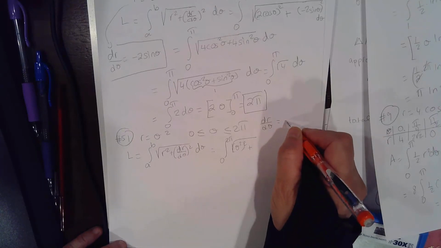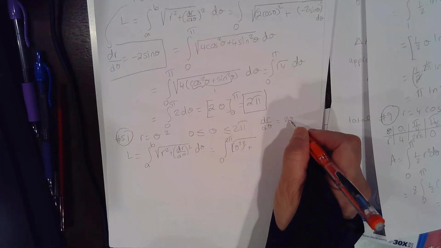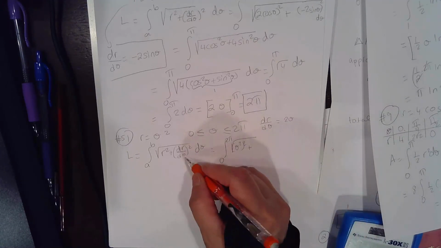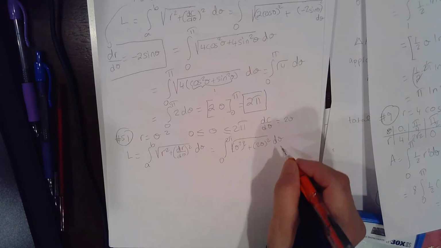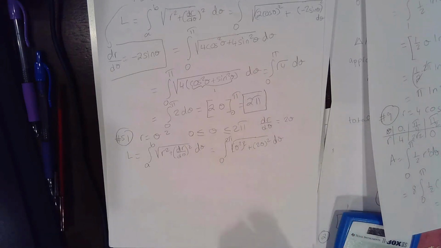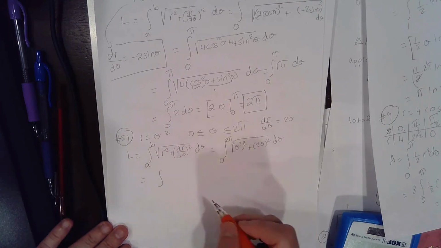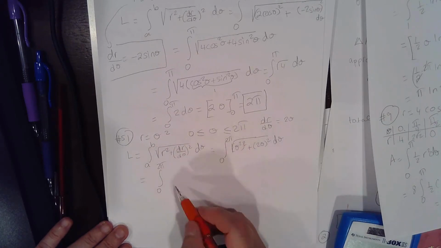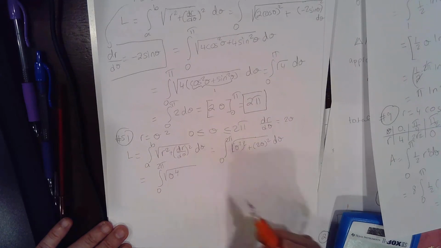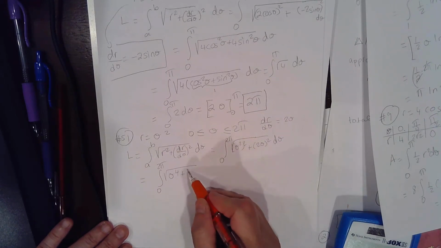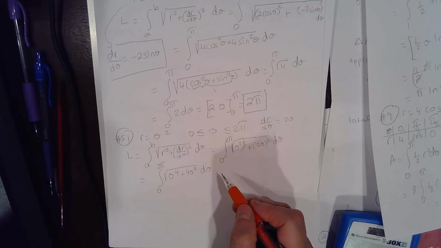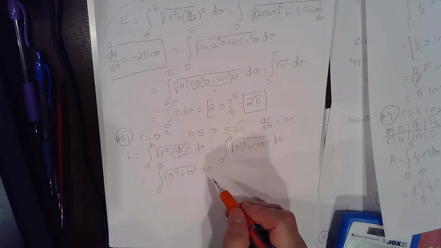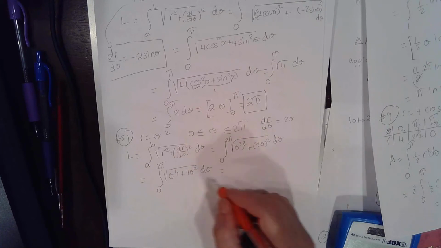That is 2 theta, isn't it? So dr d theta squared is 2 theta squared d theta. So that is the integral from 0 to 2 pi of the square root of theta to the 4th power plus 4 theta squared d theta. Now we're going to have to do a little bit of maneuvering here.